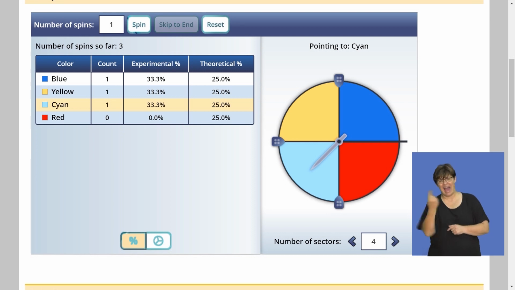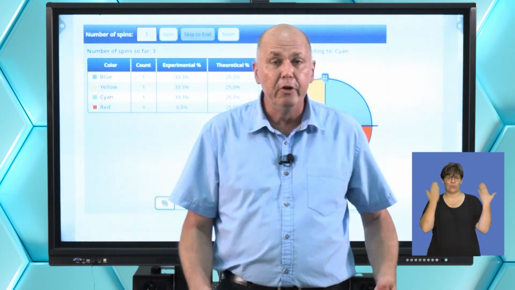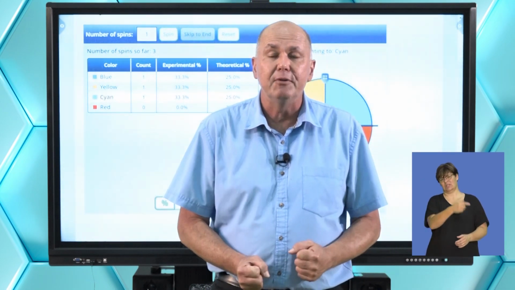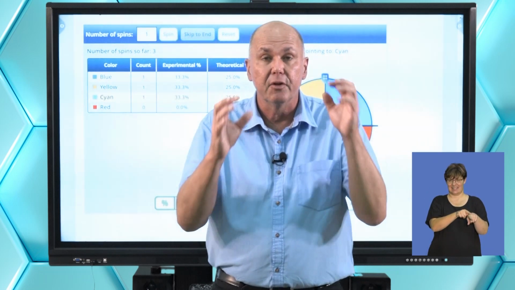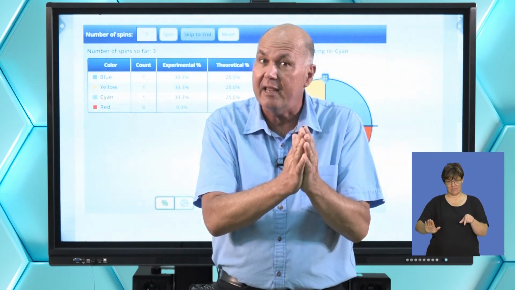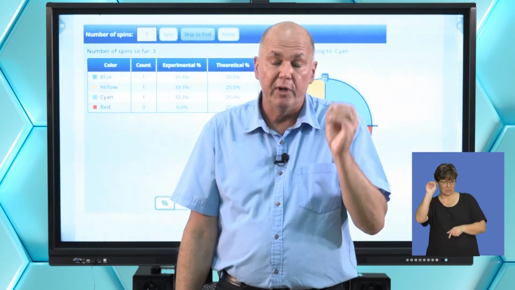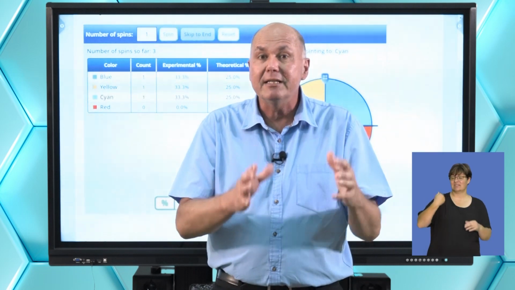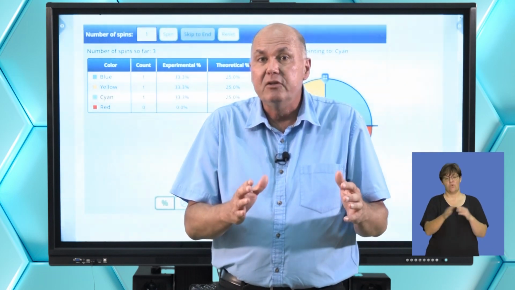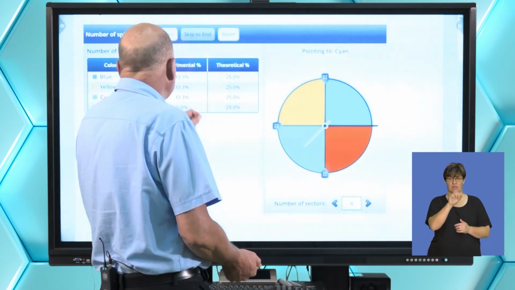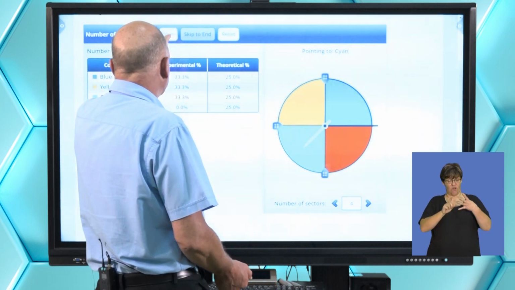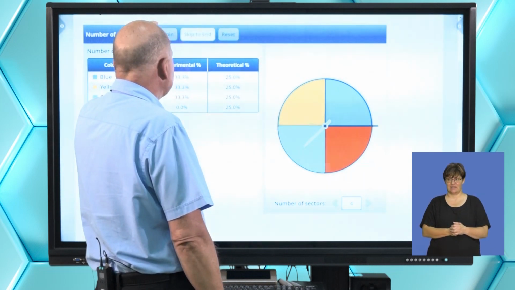No, another color this time, not blue. I really wanted it to land on blue. But you can see what's happened. The theoretical probability stayed the same. It was 1 in 4, 25%, but the relative frequency is no longer at 100. It's no longer at 50. It's come down to 33%. 4 spins. Let's see what we'll get.